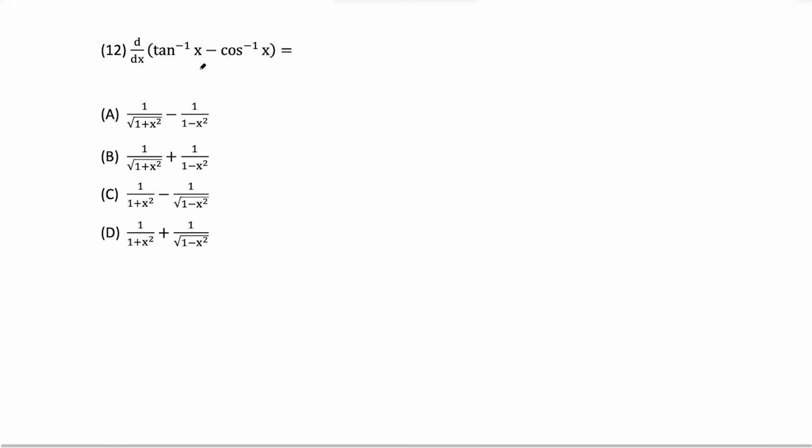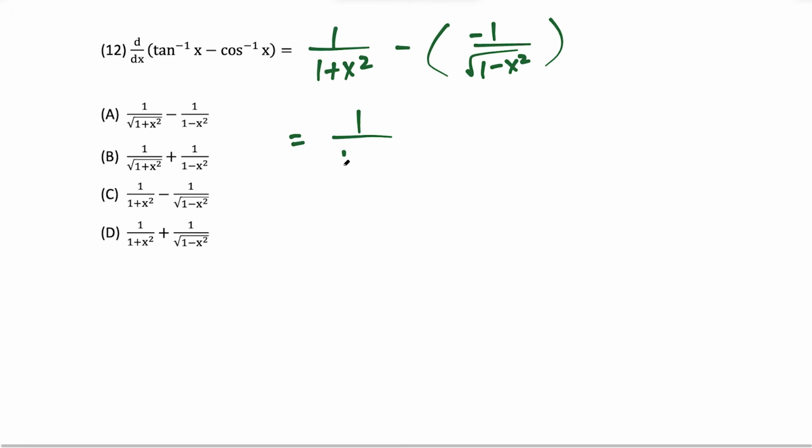Question 12, if you show up to your unit test or your AP test having your formulas memorized, you'll know the derivative with respect to x of tangent inverse x is 1 over 1 plus x squared. And then we have minus the derivative with respect to x of cosine inverse x, which is negative 1 over radical 1 minus x squared. So if we simplify this, this is just going to be 1 over 1 plus x squared, and then minus changes to plus, and we have 1 over radical 1 minus x squared. So just knowing the formulas for the AP test, you'll see here that this is going to match up with choice D. But before we move on, what happens if we forget one of these derivatives?